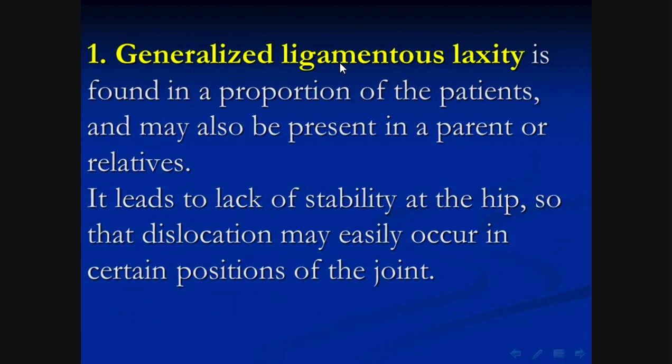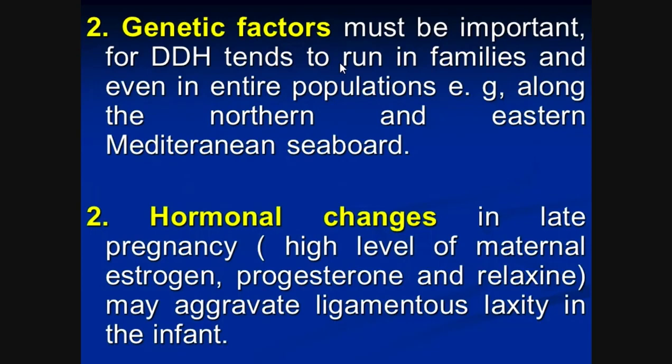And the second factor is a genetic factor, and it must be important for DDH, and this runs in families and even in entire populations. For example, along the eastern and northern Mediterranean seaboard. Hormonal changes in late pregnancy, a high level of maternal estrogen, progesterone, and relaxing hormone, may aggravate the ligamentous laxity in an infant baby.